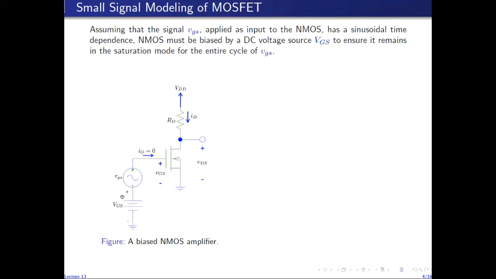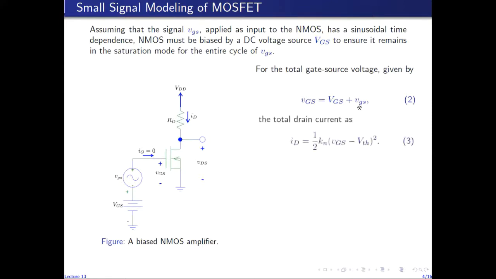small signal. So the total gate to source voltage, small v_GS, is the sum of this biasing input voltage and the small signal which is to be amplified, which results in the total drain current given by the same quadratic equation as I showed before. So the total drain current has quadratic dependence on the total gate to source voltage.